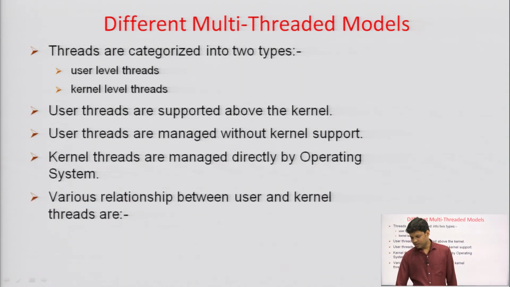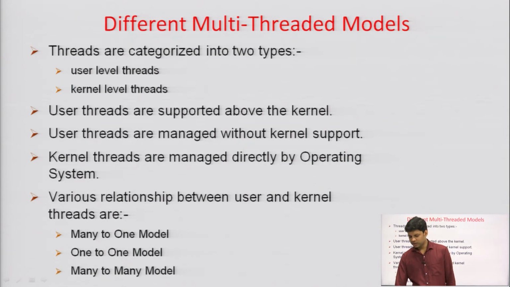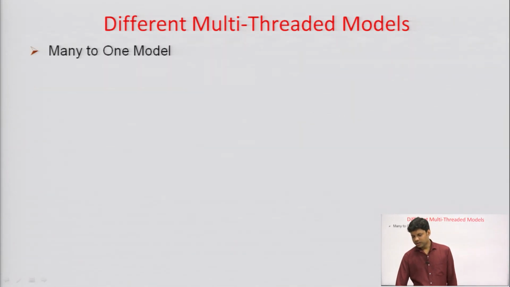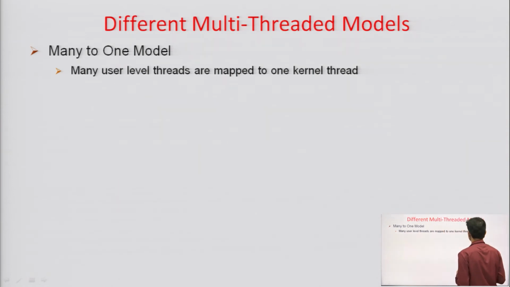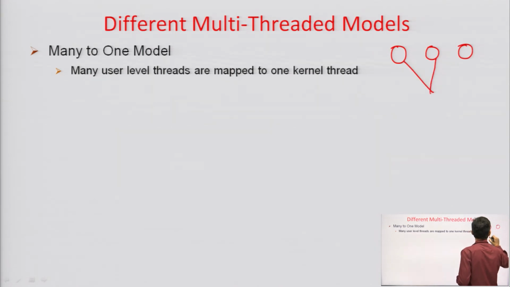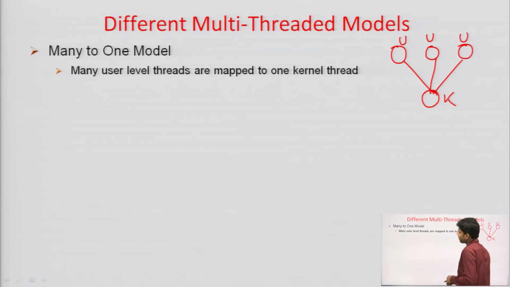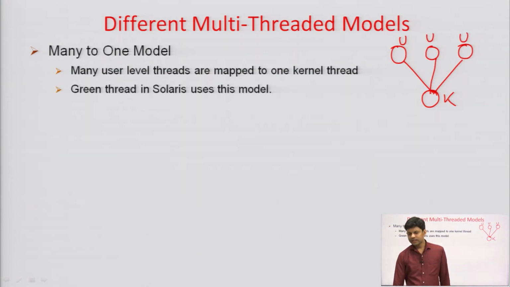So the different models, showing the various relationships between user level threads and kernel level threads, are: first the many to one model, then the one to one model, then the many to many model. Let's see the many to one model. Many user level threads are mapped to one kernel thread. For example, if I draw a diagram, many user level threads are mapped to one kernel thread. Green threads in Solaris use this model.